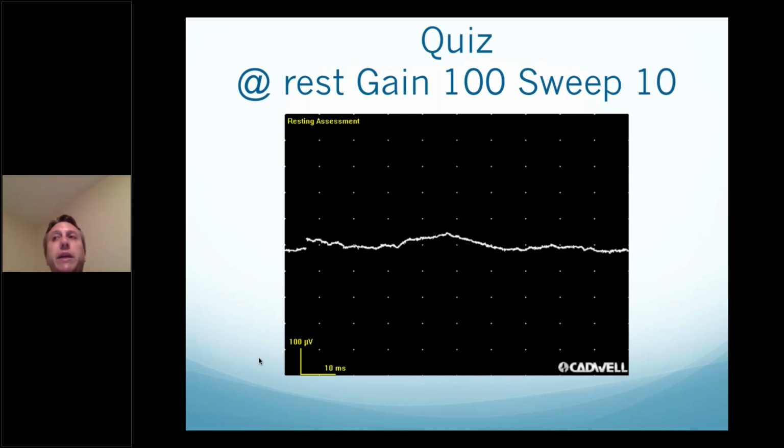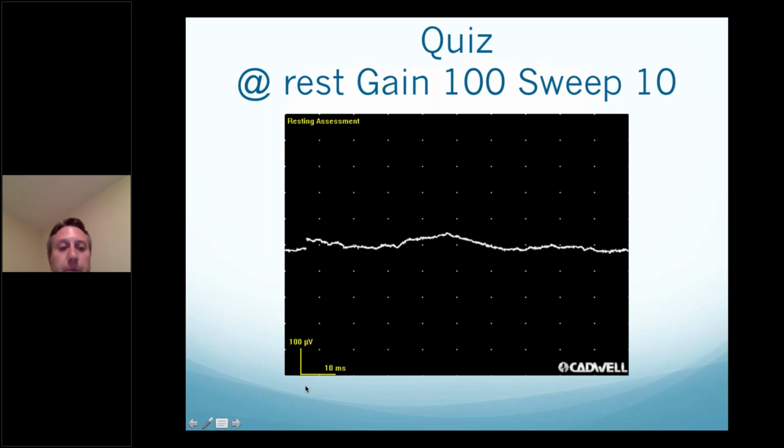So this is abnormal. This is increased insertional activity, which is kind of a precursor to fibs and positive sharp waves. It's kind of like there's axon damage coming down the road. So this is an example of abnormally increased insertional activity.